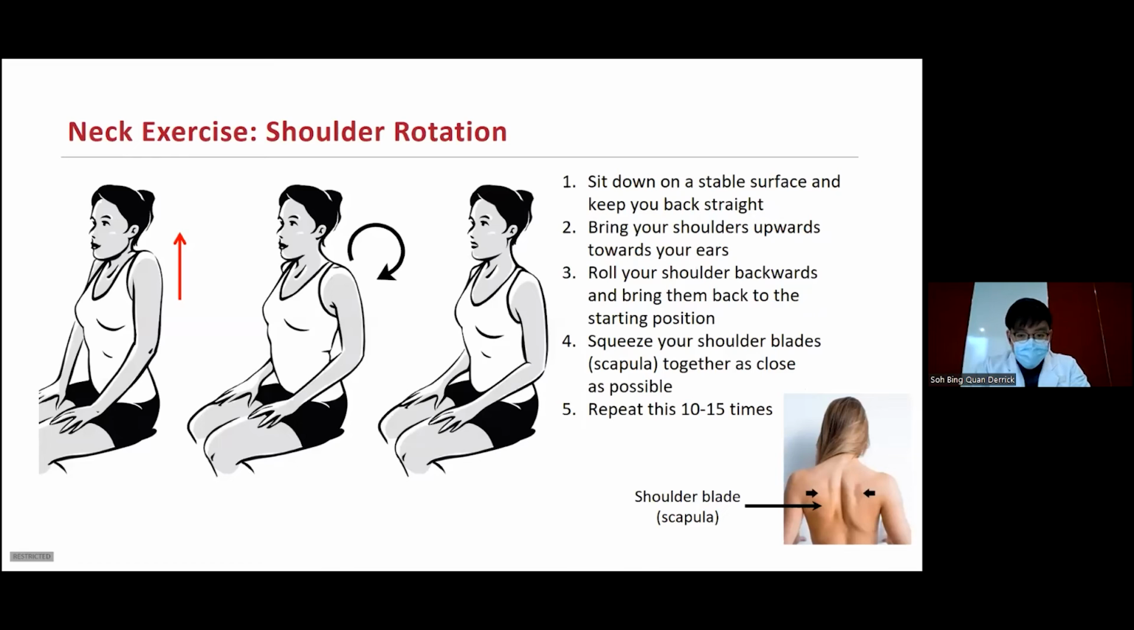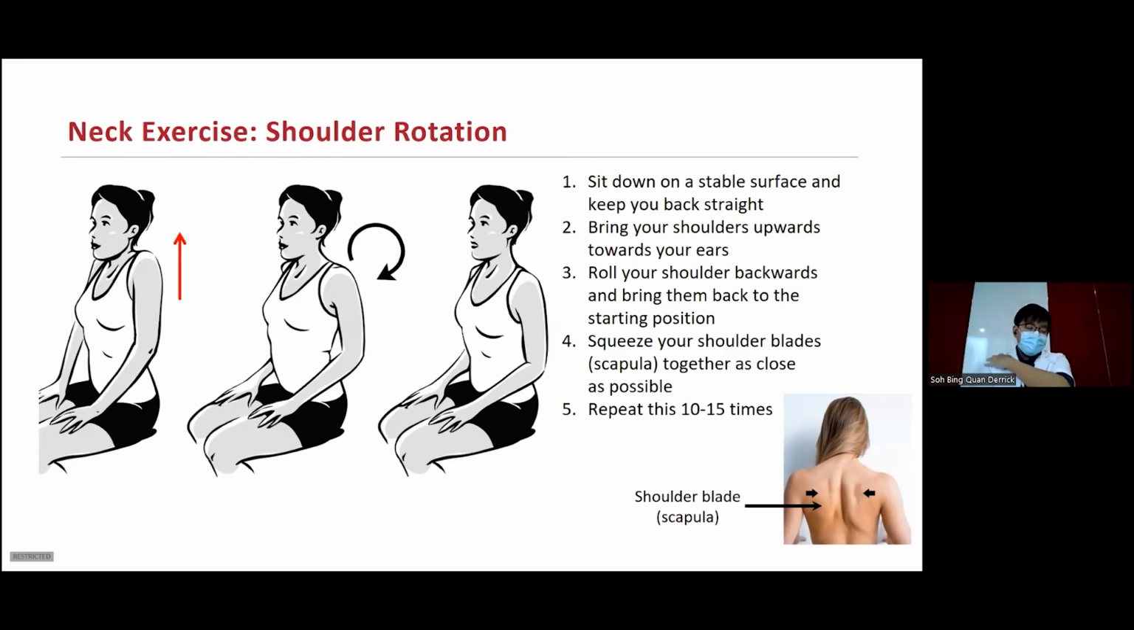Next one, shoulder rotation. So this one is useful for those on the computer for long hours. What happens is that your neck will keep going forward, right? Going forward, then the whole upper back area will be tense. So you can do this exercise, shoulder rotation, to help release some tension at the back. Okay, so how to do this?